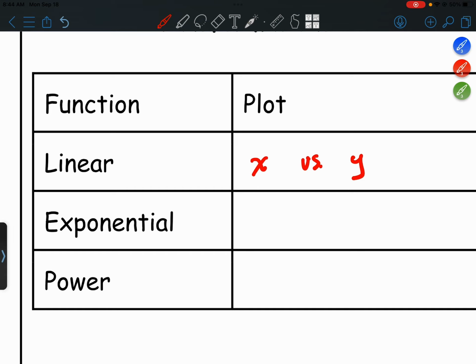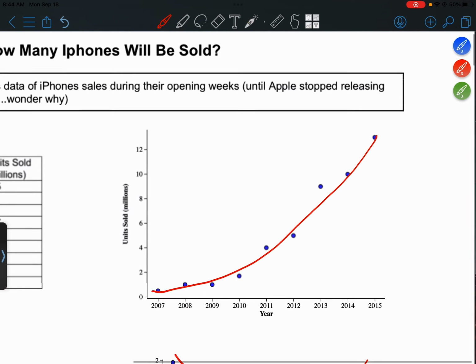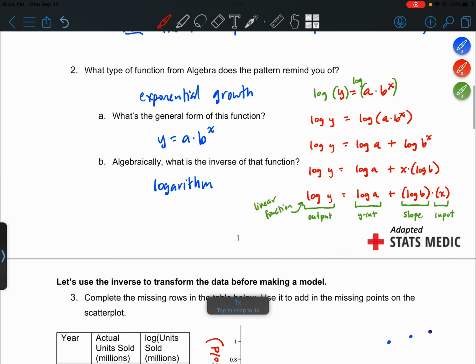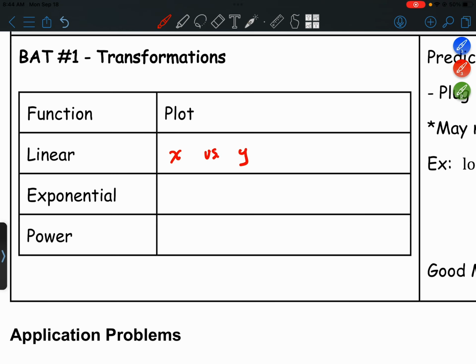If you create a scatter plot which has the traits of an exponential function, that's what we did in the activity today, right? This has the makings of exponential growth. What you're going to do in that case is transform the Y values. So instead of plotting X versus Y, you'll plot X versus the log of the Y values. And when you plot the transformed data, it should look more linear than the original data.